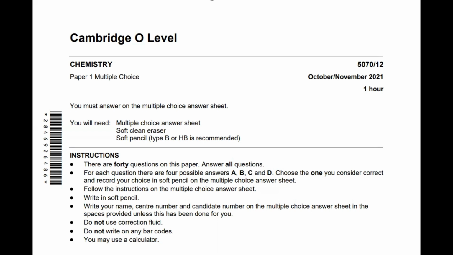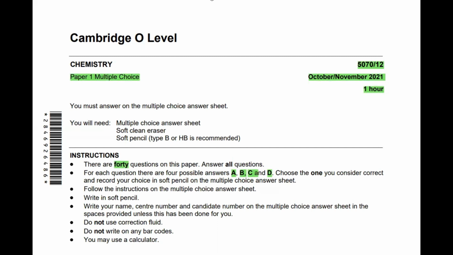Today we are going to do 5070 variant 1-2, October/November 2021. The specification of this paper is that it's an MCQ paper, paper 1, and it's a 1 hour paper with 40 MCQs. It's a multiple choice paper, so you are given A, B, C, and D, 4 options.